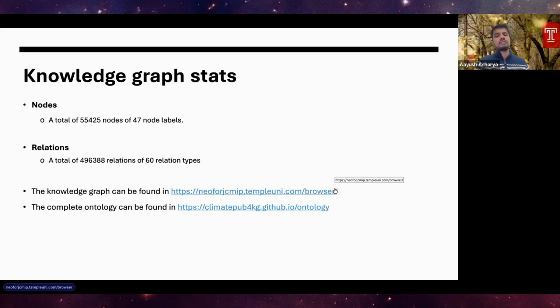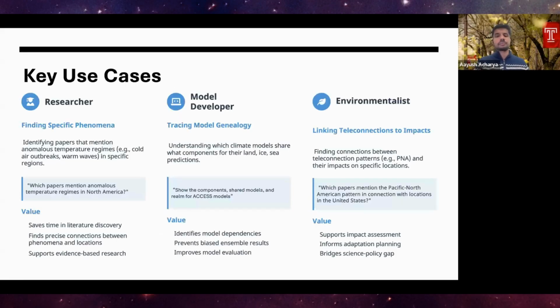So our knowledge graph is a total of around 55,000 nodes, and it's only increasing because we are also adding more and more scientific publications there. It has around 496,000 relations, and all of these are of 60 relation types. So the knowledge graph can be found on the link present here, and the complete ontology can also be found in the link presented.